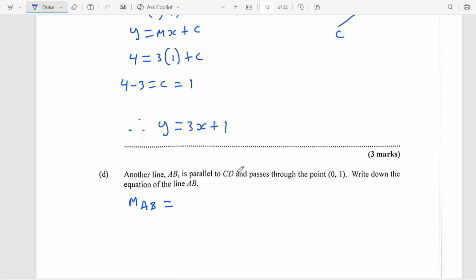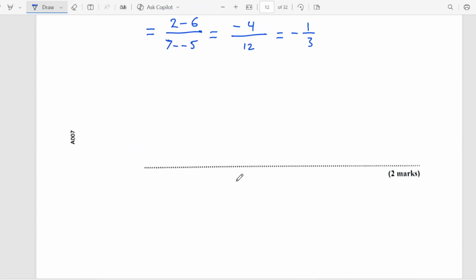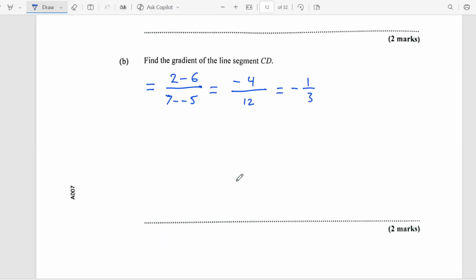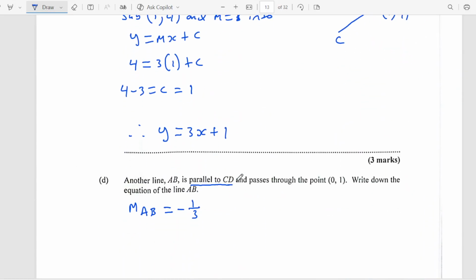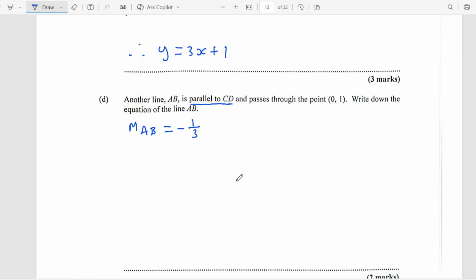What will be the gradient of AB? The key word here is that the other line AB is parallel to CD. If it's parallel to CD, it will have the same gradient, right? Because two parallel lines have the same slope. So the gradient of AB will be negative 1/3, because it's the same as CD that we calculated. That is why they tell us it's parallel. So we know the gradient is negative 1/3.